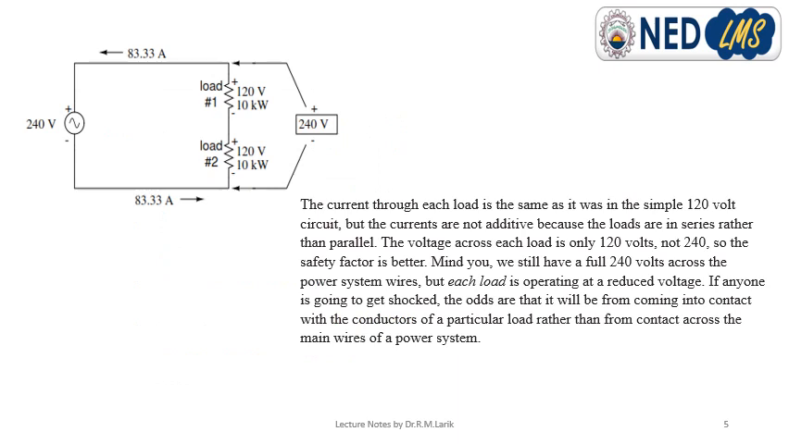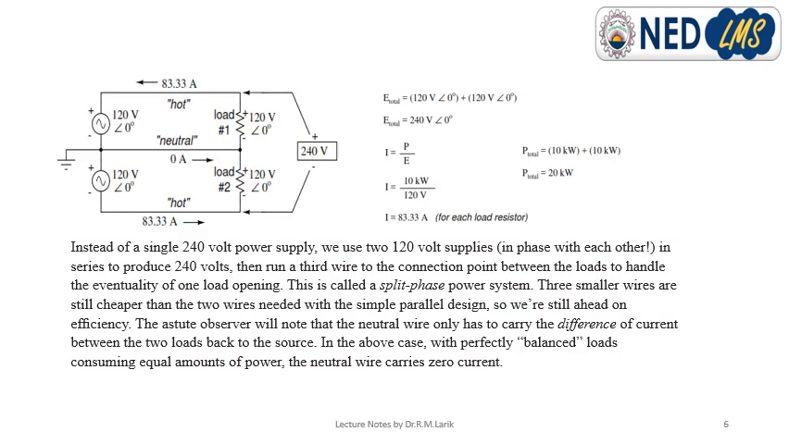Another case: you can connect the load in series, but in this case the currents are different. There are 83.3 amperes coming towards the source, and 83.3 towards C. The outgoing and incoming currents are the same, but the directions are opposite.